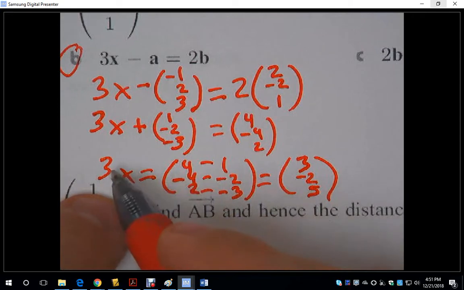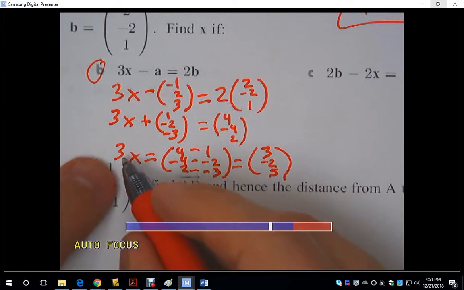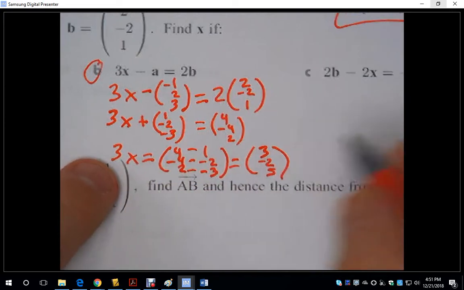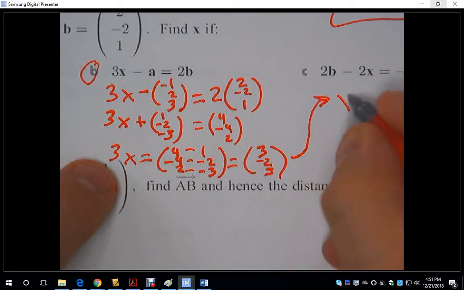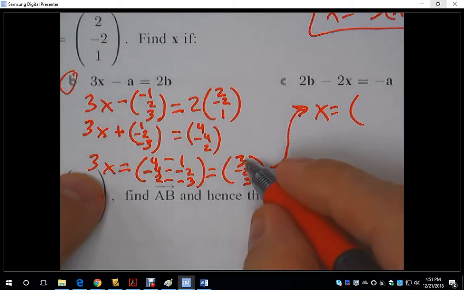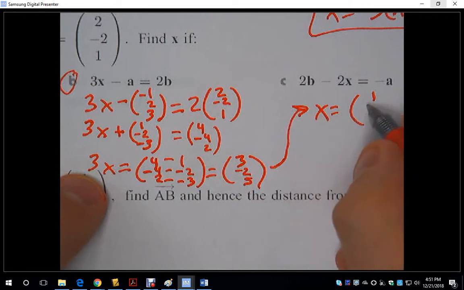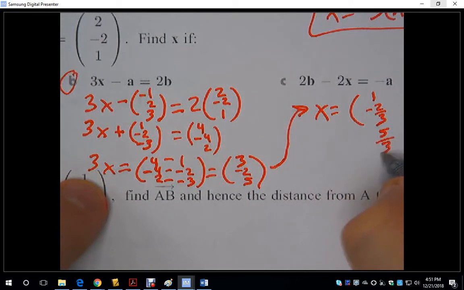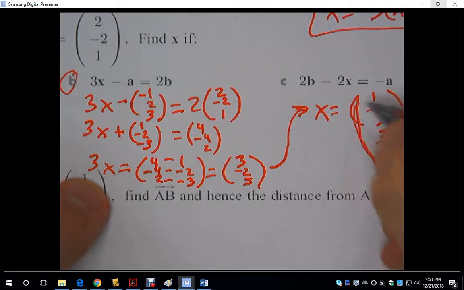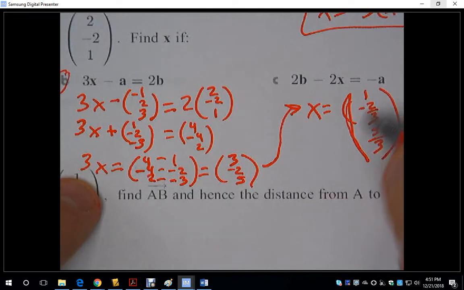This vector equals 3x. So I'm not going to divide by 3, I'm multiplying by 1/3. So that gives me that x equals 1, negative 2/3, and 5/3. So there we go. This is what x equals. X equals this vector here. Okay.